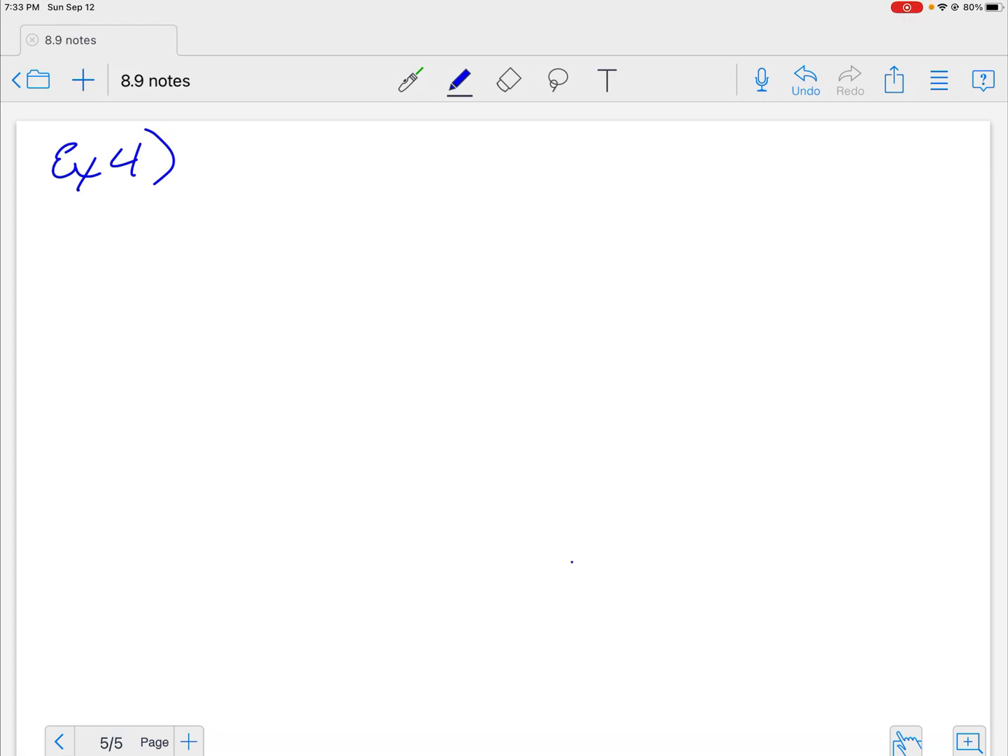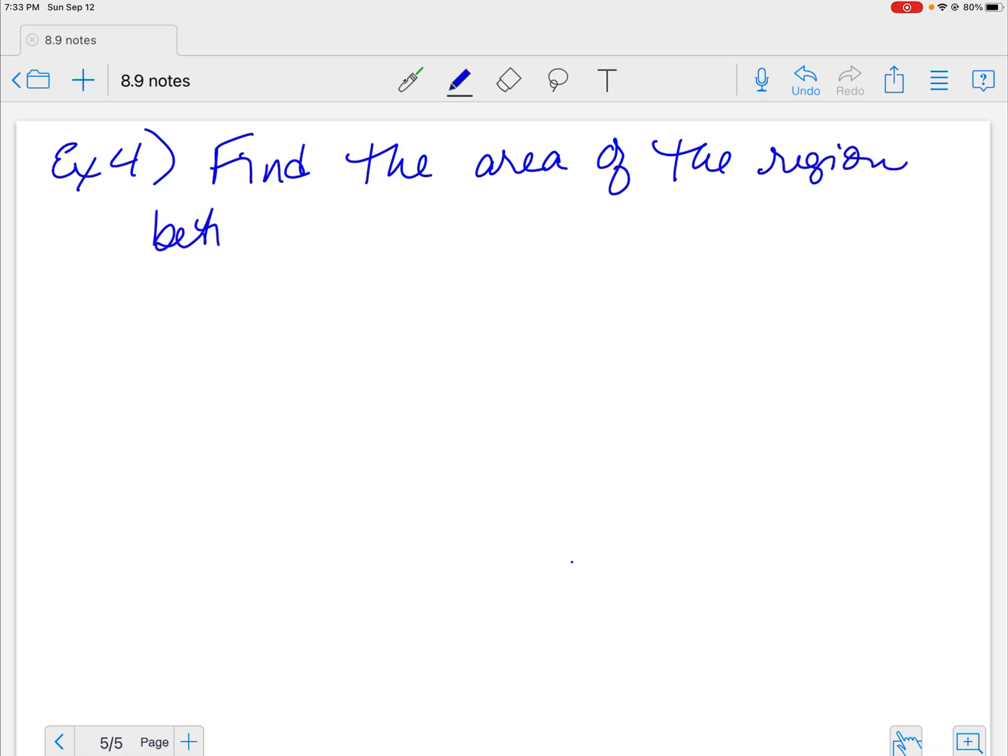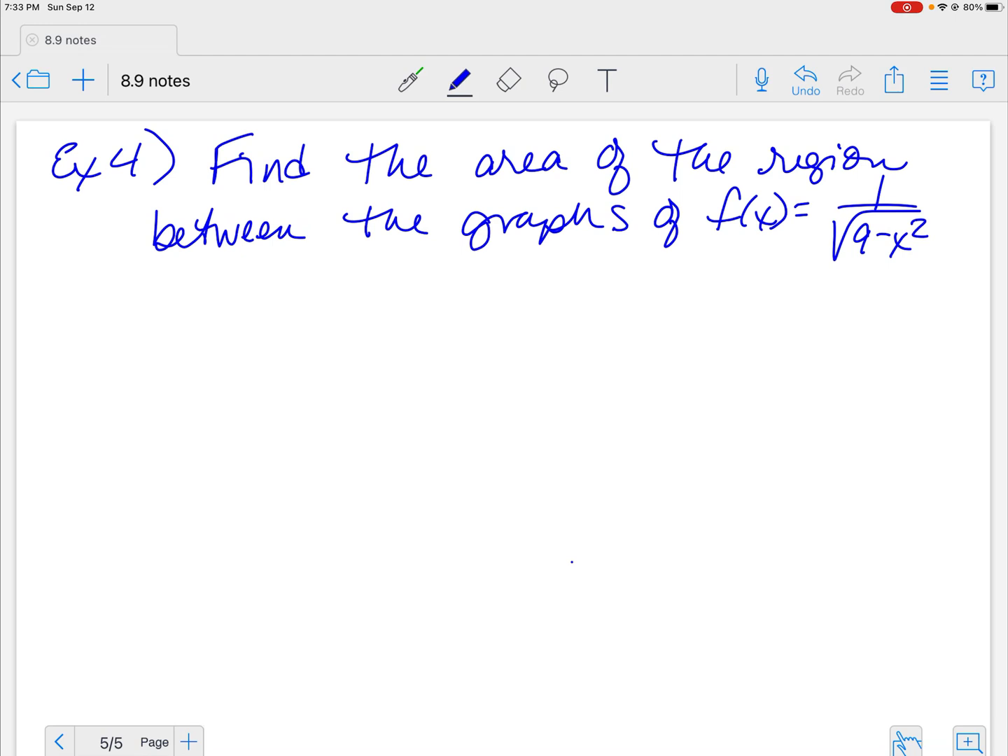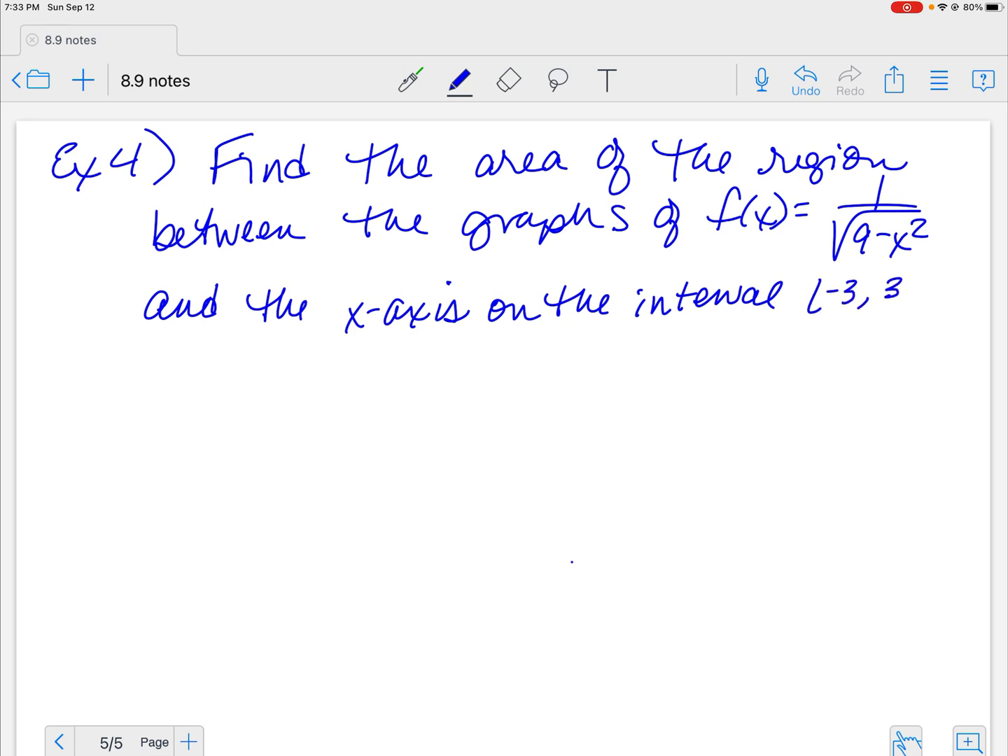Okay, let's do one here so we can work with it a little bit. We are going to find the area of the region between the graphs of f of x is equal to 1 over the square root of 9 minus x squared, and the x-axis on the interval from -3 to 3, parentheses. All right? Now, I don't expect you to really know what that graph looks like.